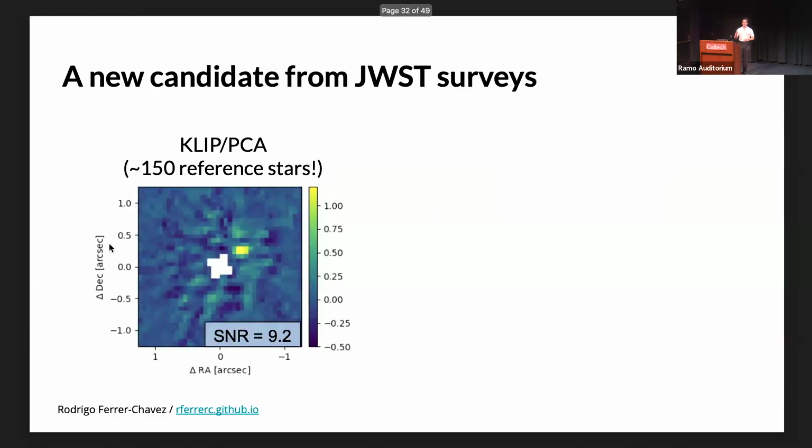This is an example from one of Aaron Carter's surveys, where we have, again, a ton of different stars. You have not perfectly chosen your reference stars to do PCA and things like that. This is one of the candidates that he showed in one of the surveys. For this, we use like 150 reference stars, and we get it as nice as we can. The candidate is not confirmed yet, but that is for sure an astrophysical source.